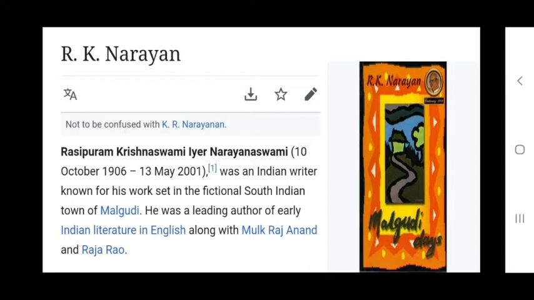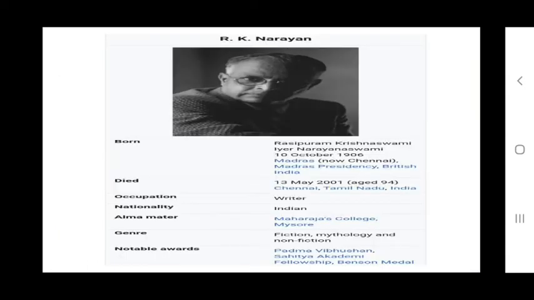work set in the fictional South Indian town of Malgudi. He was a leading author of early Indian literature in English, along with Mulk Raj Anand and Raja Rao. So let's know something more about his life story.